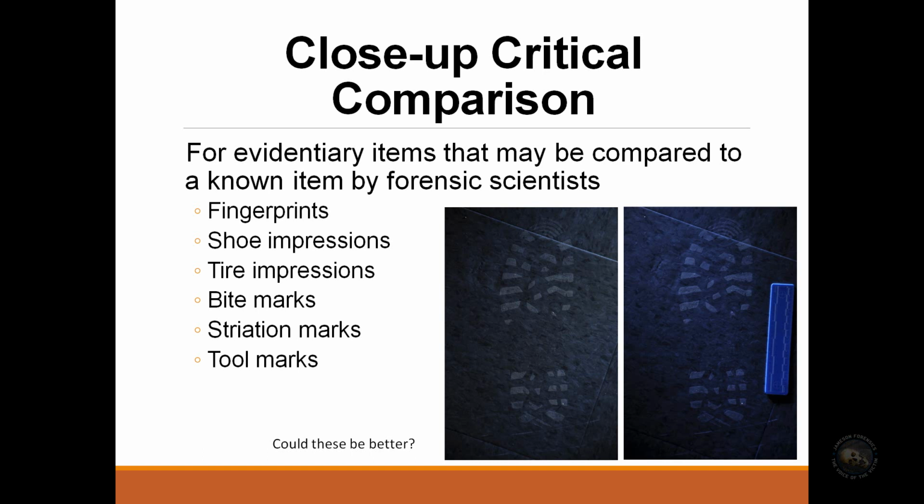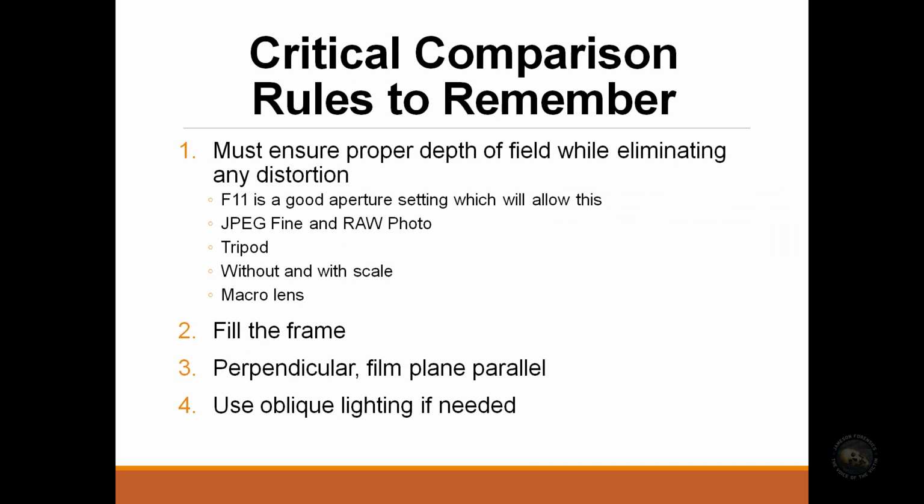The scale is down next to it. Just make sure that it's on the same plane. You don't want it to be higher or lower than what you're trying to photograph. And you also want to make sure that you don't cross-contaminate. So if you have this ruler down and it has your DNA or somebody else's DNA, you're now contaminating that area with DNA. So there are rules to remember in critical comparison.